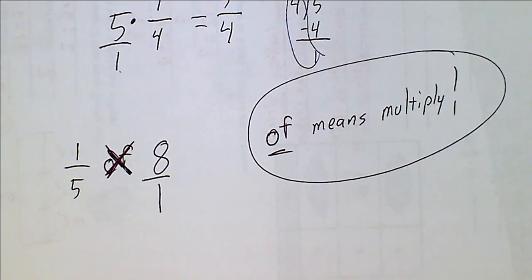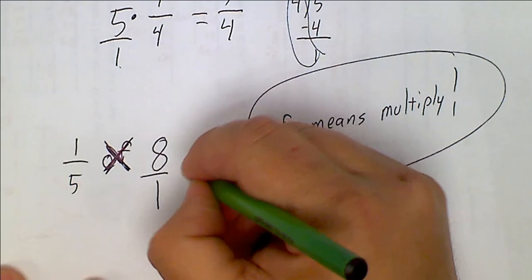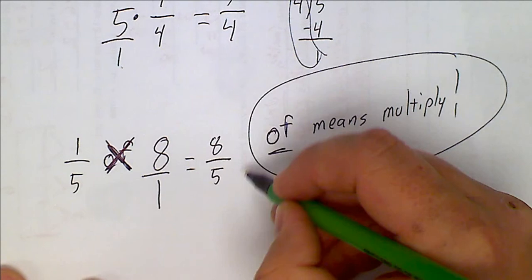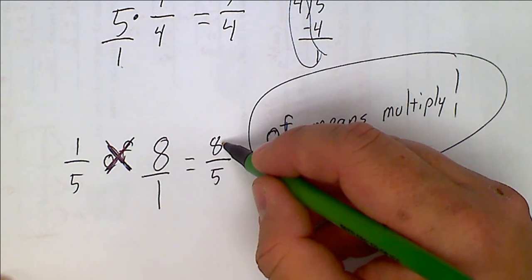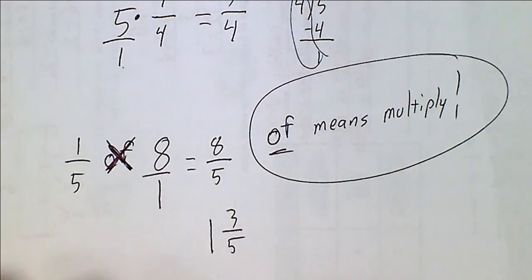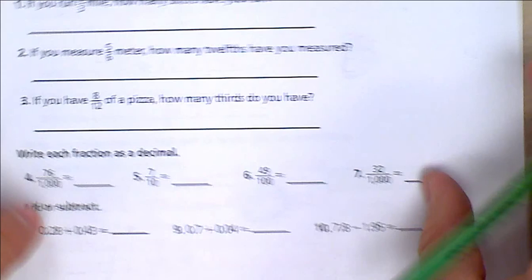So we put the whole number over 1, and now we got to multiply it. So on top, I get 1 times 8 is 8. Bottom, 5 times 1 is 5. How many 5s can I take away from this 8 here? 1, and then I'll be left with 3 out of 5. Okay? So there's 2 tricks that you needed to know for your assignment. First one, put your whole number over 1. The second trick is of means times. Now, knowing that, let's do 2 together, and then you'll be on your own.